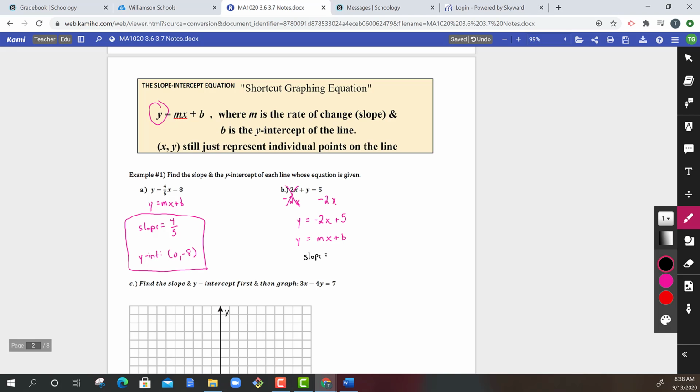If we do that every single time and we're consistent, it makes it very easy to find the slope, which is negative 2. If you want to write it as a fraction, you can say it's negative 2 over 1. And the y-intercept is 0, 5.